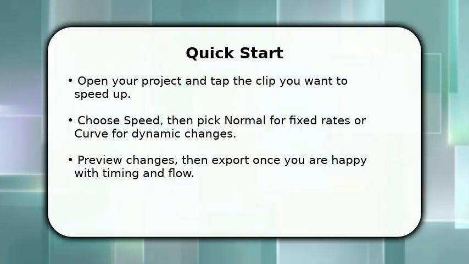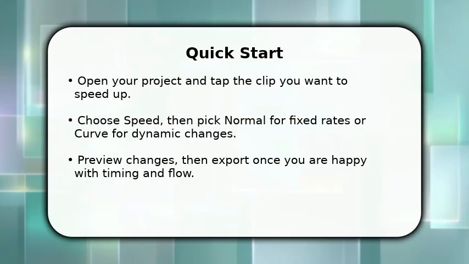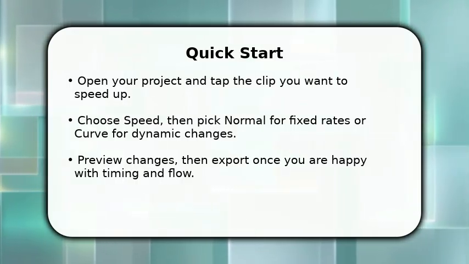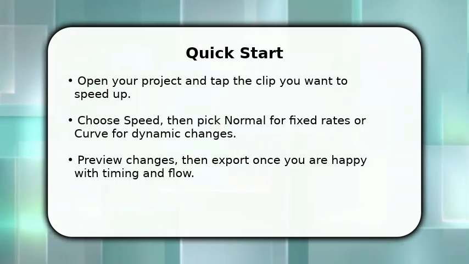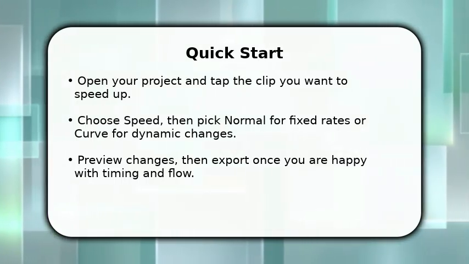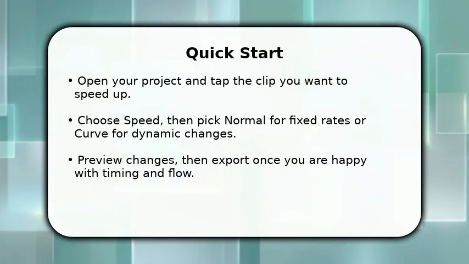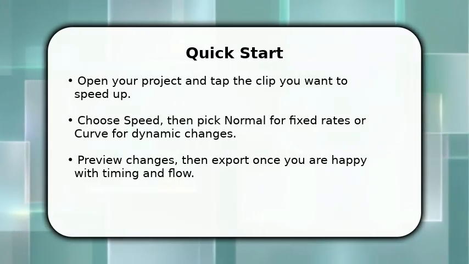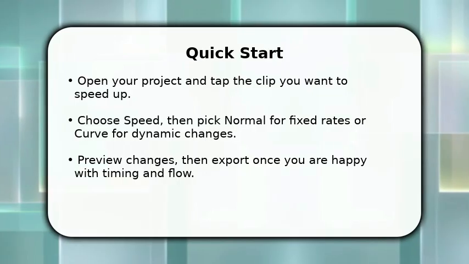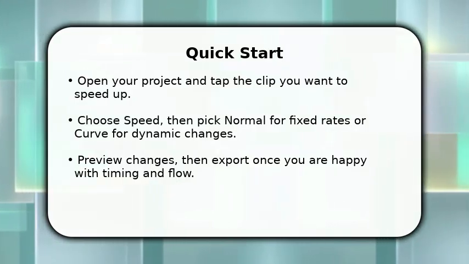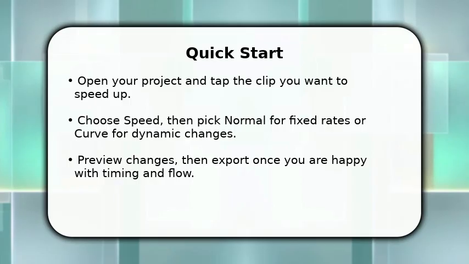In this video, I will show how to speed up a video on CapCut. Tap the clip, choose speed, and pick normal or curve to change timing. For a consistent boost, use normal and set 1.5x or 2x, and for smooth ramping, use curve to draw speed points. Always preview playback and tweak cuts so audio stays natural. Export at your desired resolution and share confidently.